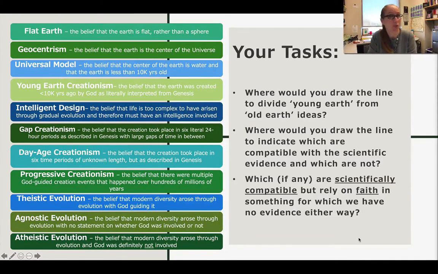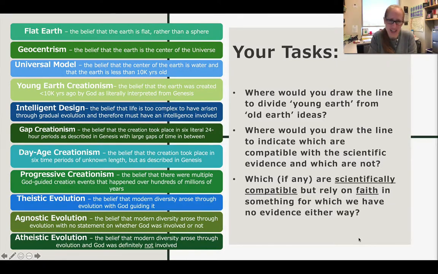So flat earthers, believe it or not, there are still flat earthers today, and they have a whole society and they run science experiments to prove that the earth is flat. Then geocentrism is the belief that the earth is the center of the universe. Obviously, we haven't really had that around for a long time.